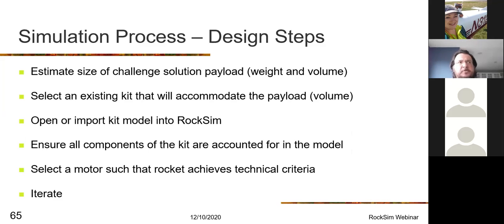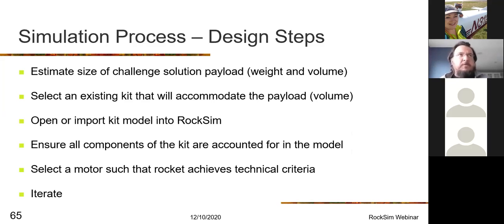Some teams or some students will pick a kit, they'll pick a 4-inch, and then over the next couple weeks or months, they'll try and fit their payload into that 4-inch. You don't want to constrain your payload, because it's easy to step the rocket from 3, 4, 5, 6. It's very easy to change the rocket. It's not so easy to change the payload, like the challenge, right?